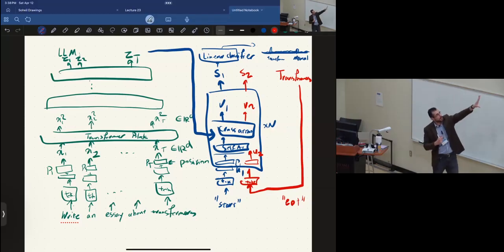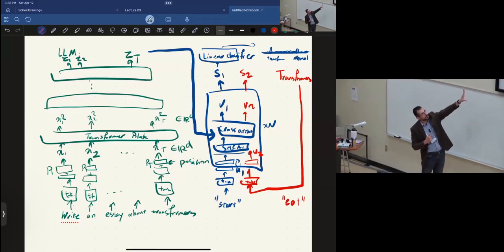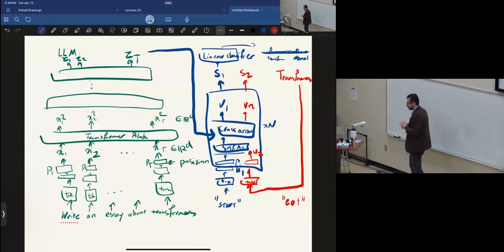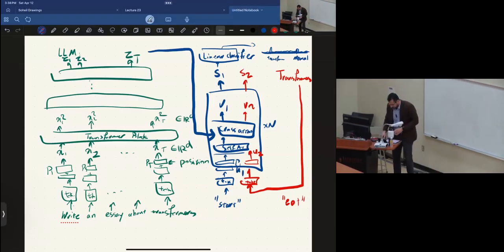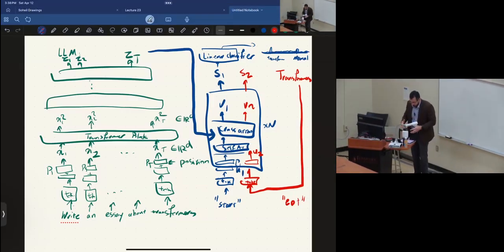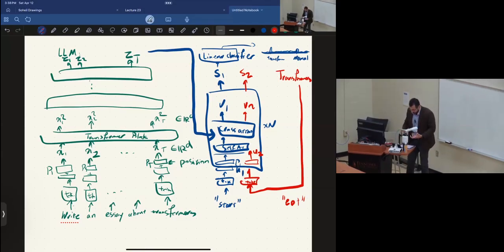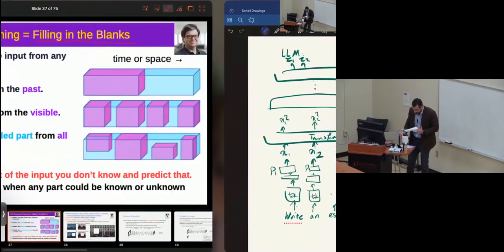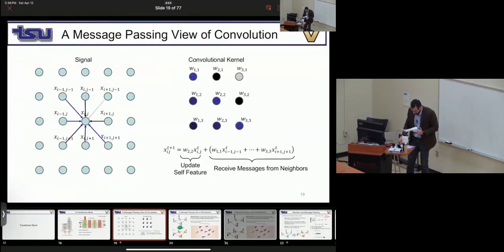Now, exactly how many neurons they are using, and how many transformer blocks, encoders and decoders they are using, we don't exactly know. But at least we know that there is this encoder-decoder architecture in this model. Okay, so this was for text.